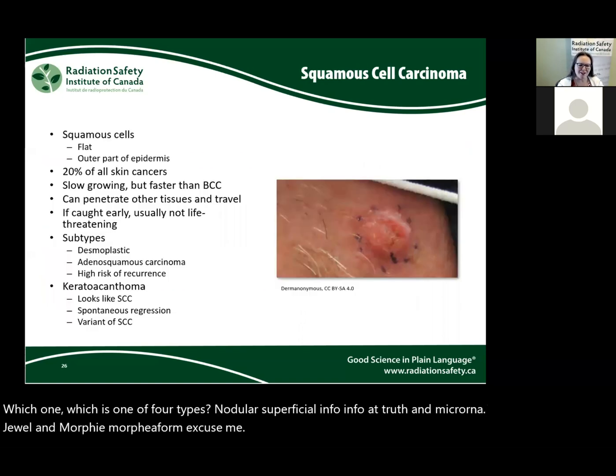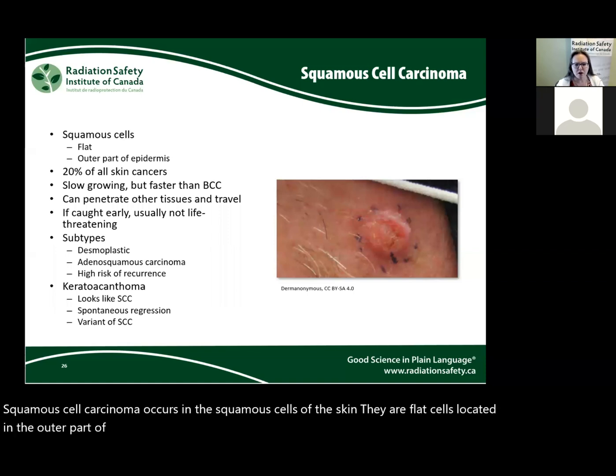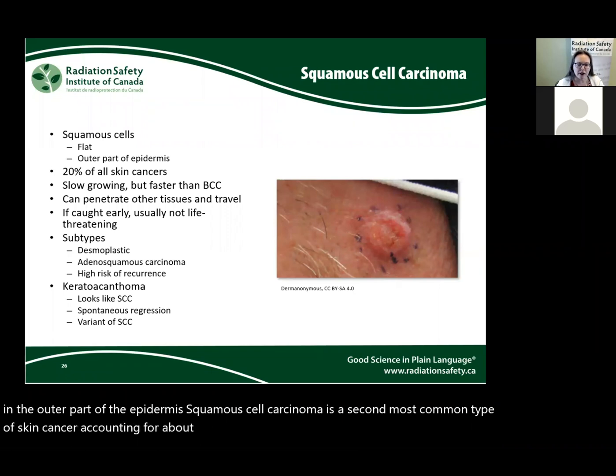Squamous cell carcinoma occurs in the squamous cells of the skin. They are flat cells located in the outer part of the epidermis. Squamous cell carcinoma is the second most common type of skin cancer, accounting for about 20% of all skin cancers. It usually grows slowly, but more quickly than basal cell carcinoma.